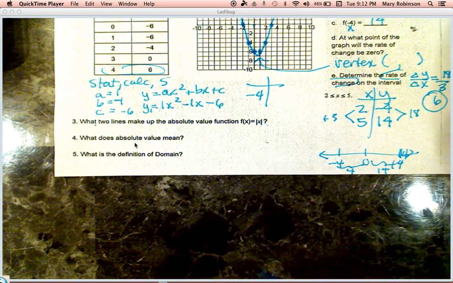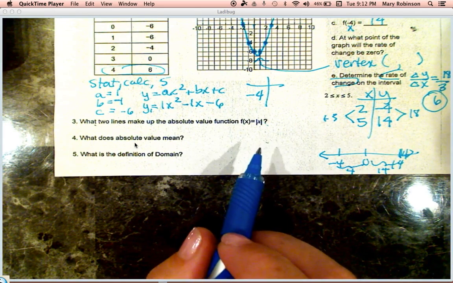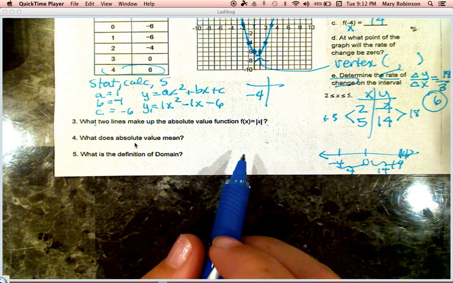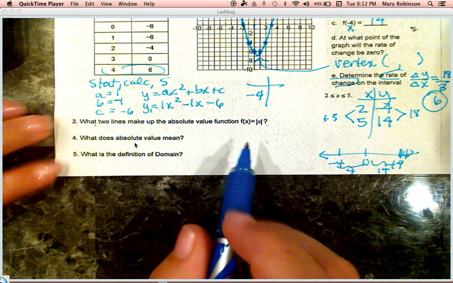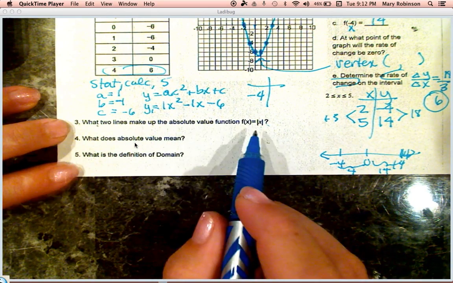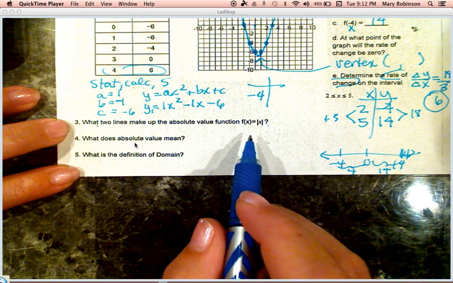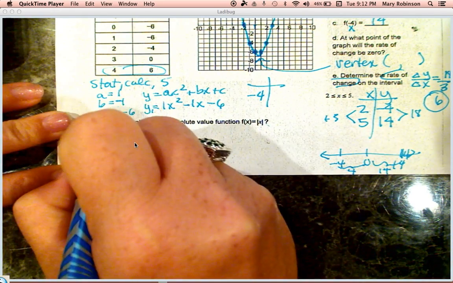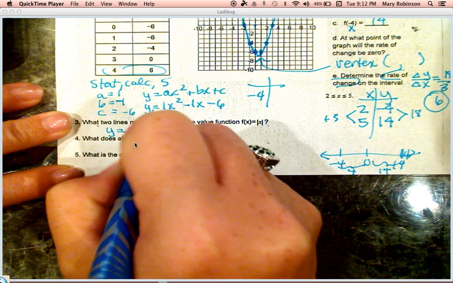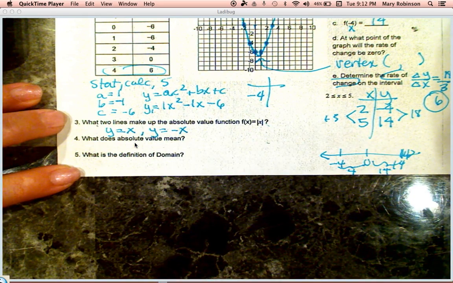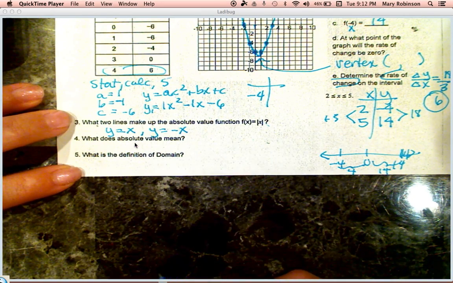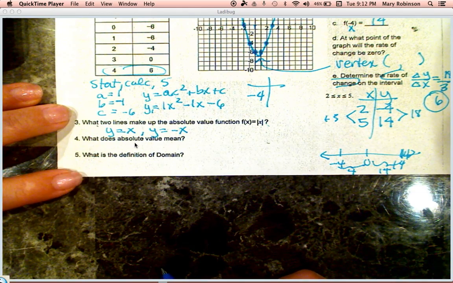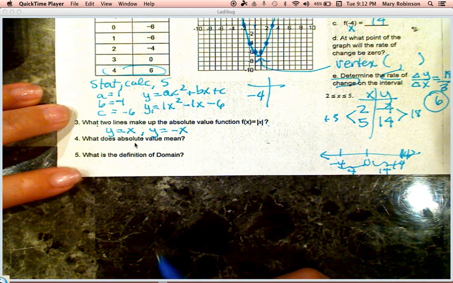Alright, so next it says what two lines make up the absolute value function f of x equals the absolute value of x. So what you should recall is that it looks like a V. If you look at handout 1 in your notes from absolute value, you can see that it is made up of two lines with a restricted domain. Those two lines are y equals x and y equals negative x. So you really need to memorize that this is the line y equals x and y equals negative x to answer this question.